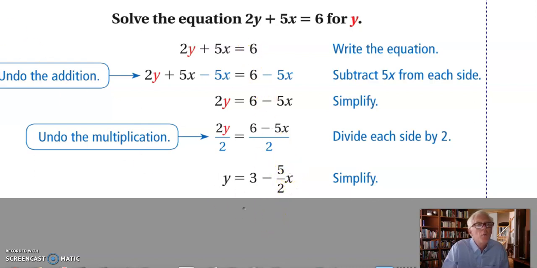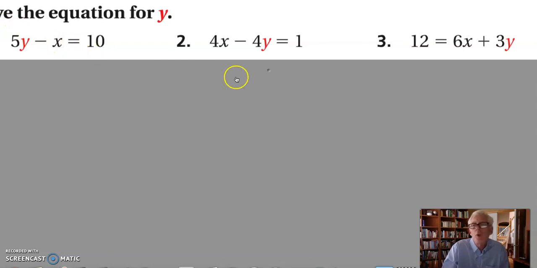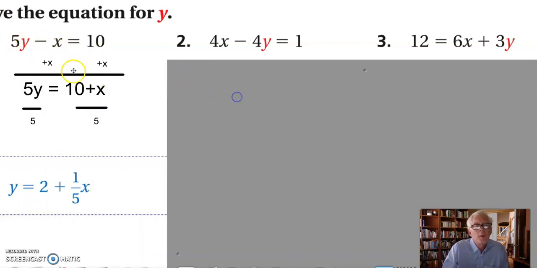I think we did one more. Here's 3 more for you. I'll show you the answers. This first one has all the steps for you. We add x to both sides. Again, we'll get the y by itself. Add the x's. Divide by 5. And we get this.